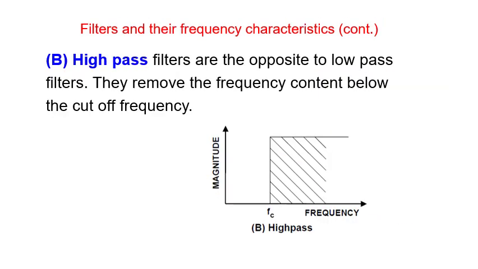High pass, now the idea is clear, so I'm not going to go into detail. High pass means the low frequency will be rejected and high frequency will be allowed to pass. Low frequency up to the cutoff point will be rejected, will not be allowed to pass, and the others will be allowed.